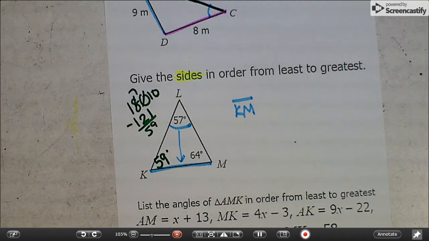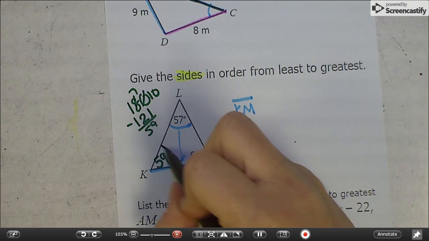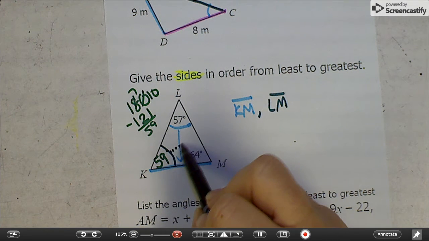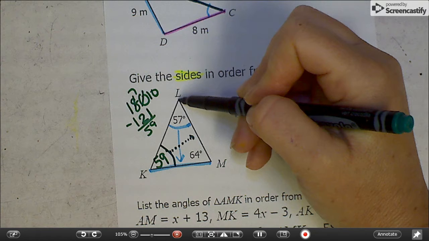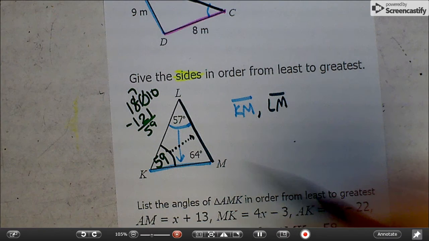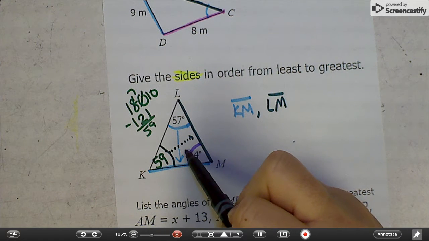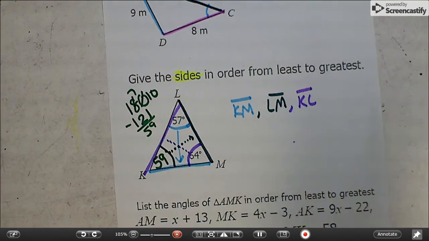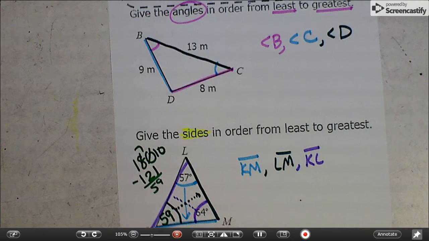All right. What's the middle-sized angle? Angle K. So what's the middle-sized side? LM. Like this. See how I go across? Okay. And then the biggest angle is 64, angle M, which means the biggest side is KL or LK, whichever way. Do you guys get the idea of the top problem? Yes, we do.